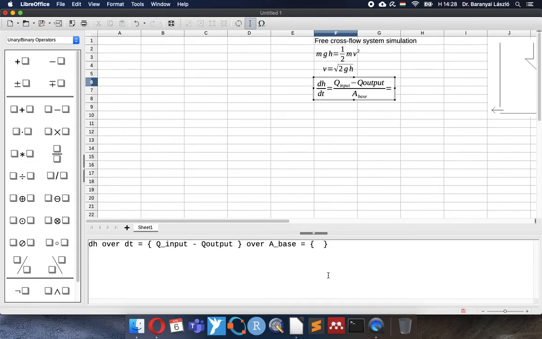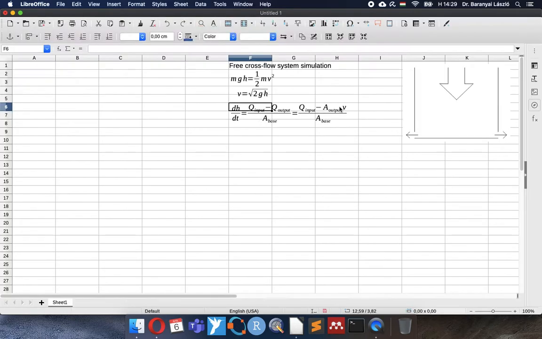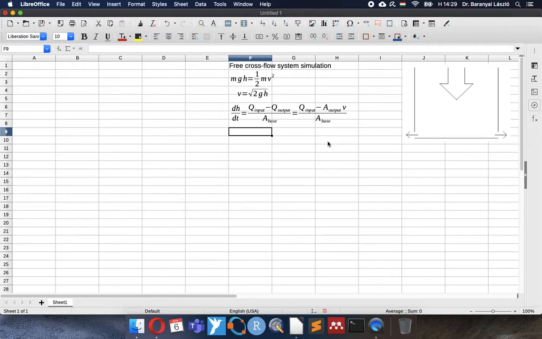equations, this previous part and the velocity including, we will see output in the index that the input stream minus the output cross section times the velocity will be the output stream over the base area. Okay, so now we have the equation, which will be the differential equation describing the water level change, and we would like to calculate only the water level from this.